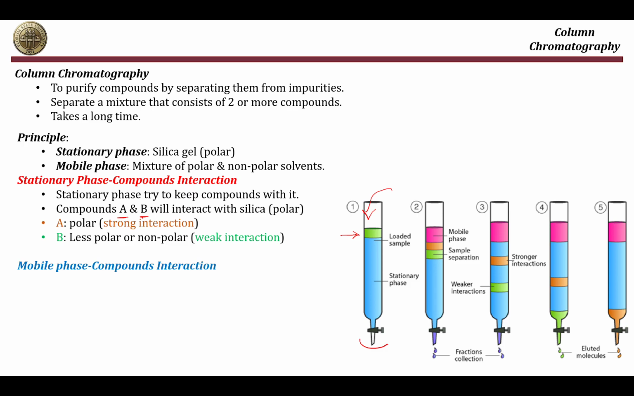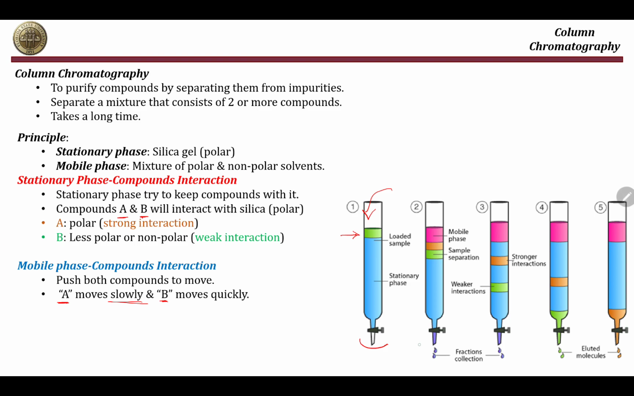Because of this strong interaction, the mobile phase, which is trying to push both compounds to move down the column, will be able to push both. However, A will be moving slowly. Why? Because A is strongly interacting, or it is strongly attached to the stationary phase. B, which is connected or bonded to the stationary phase with weak bonds or weak interactions, will be moving quickly.